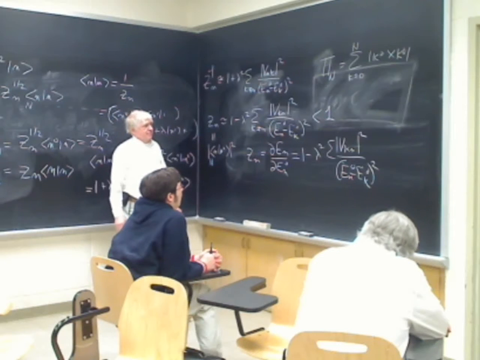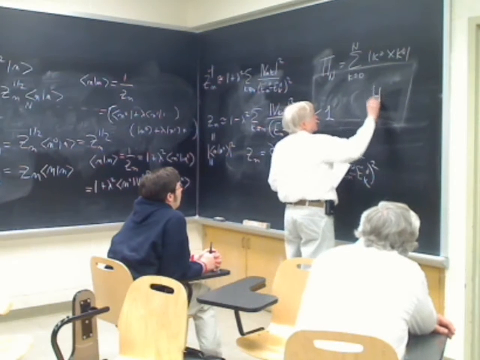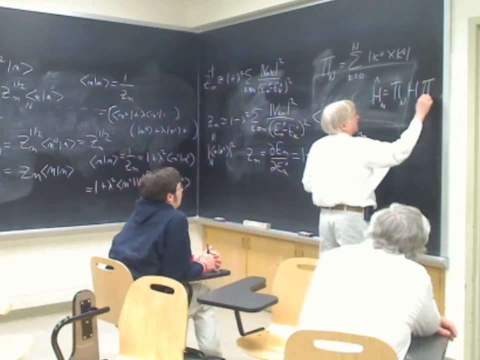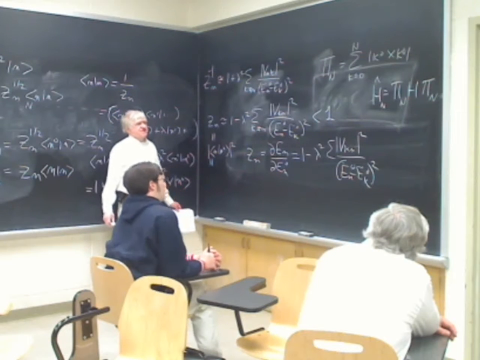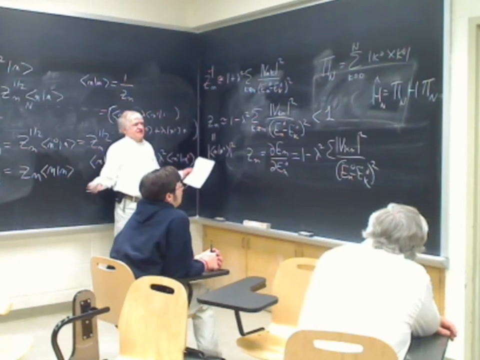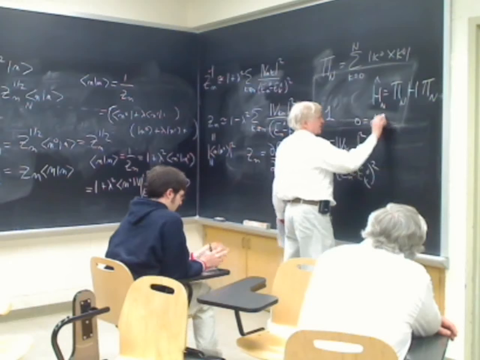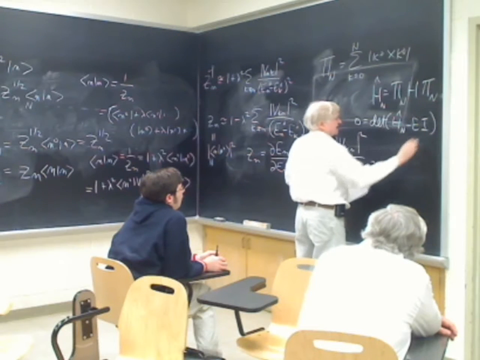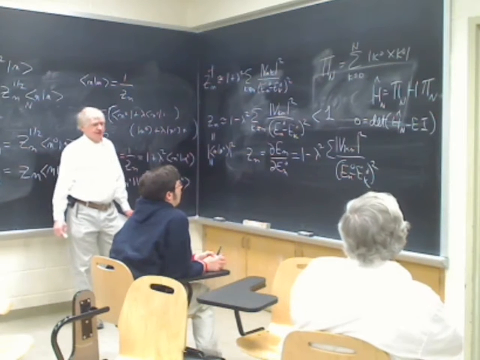This is a projection operator on part of the Hilbert space. And we can then define H hat sub n as pi sub n, H, pi sub n. So what we've done is effectively take this mysterious full Hamiltonian and turn it into an n by n matrix. And now we can talk about solving the characteristic equation, determinant of H sub n minus E times the identity. This will give us all of the eigenvalues of the Hamiltonian.